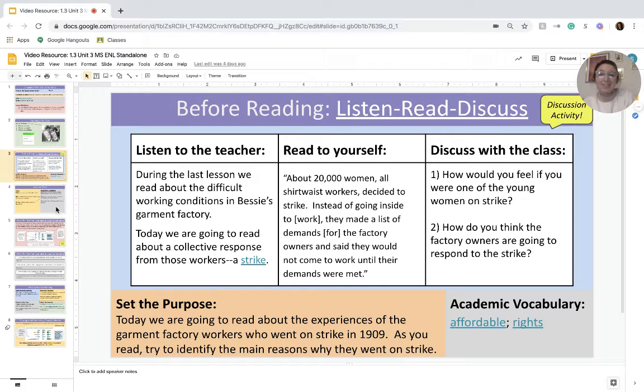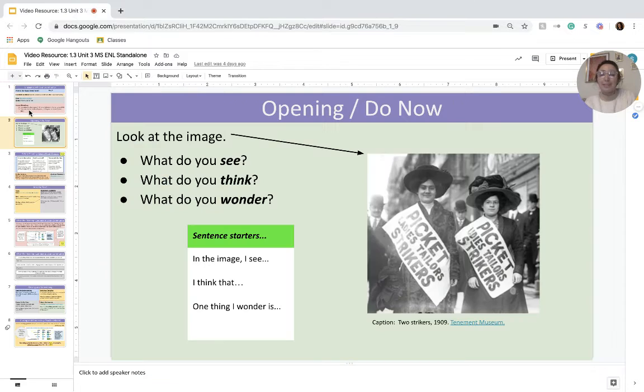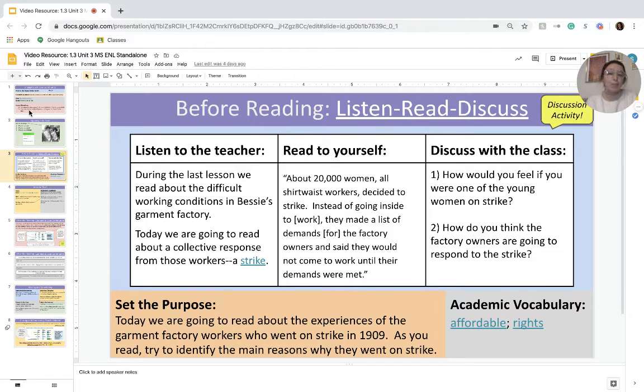Hi teachers, this is lesson 1.3, so unit 3, week 1, lesson 3 of the middle school ENL standalone curriculum. Still covering the essential question, how do economic conditions affect our community? For today, students will continue with the same type of opening do now routine, a see, think, wonder about the image. Then you will lead them through a listen, read, discuss activity.